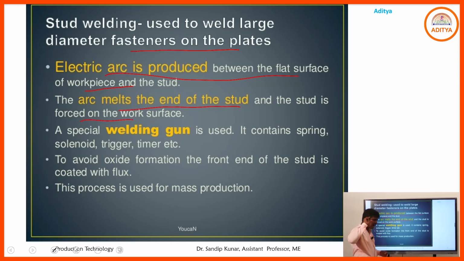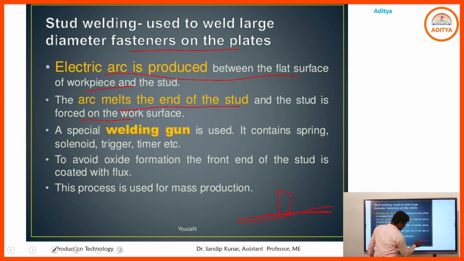Means the stud component is there. After taking the stud component, a particular holding device is used. After holding the stud component, it is kept near the metal plate. That is the metal plate, and on that metal plate one stud component is there. That stud component is held by the holding faces of the welding setup.